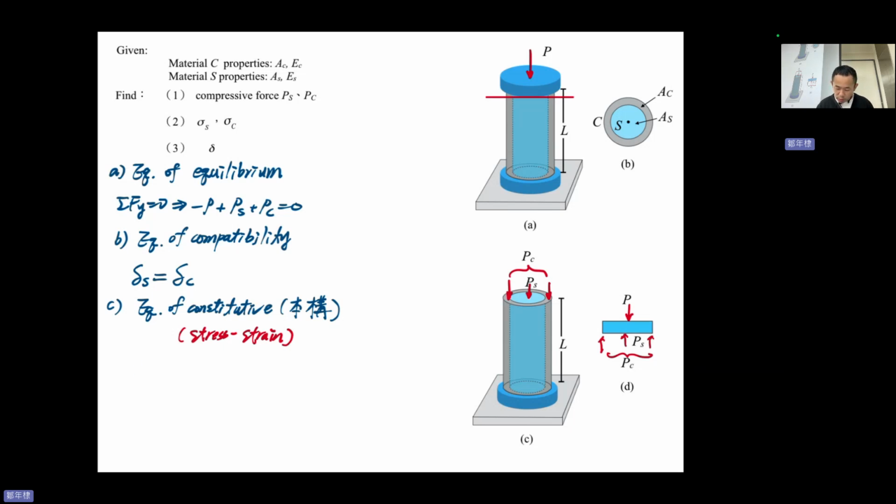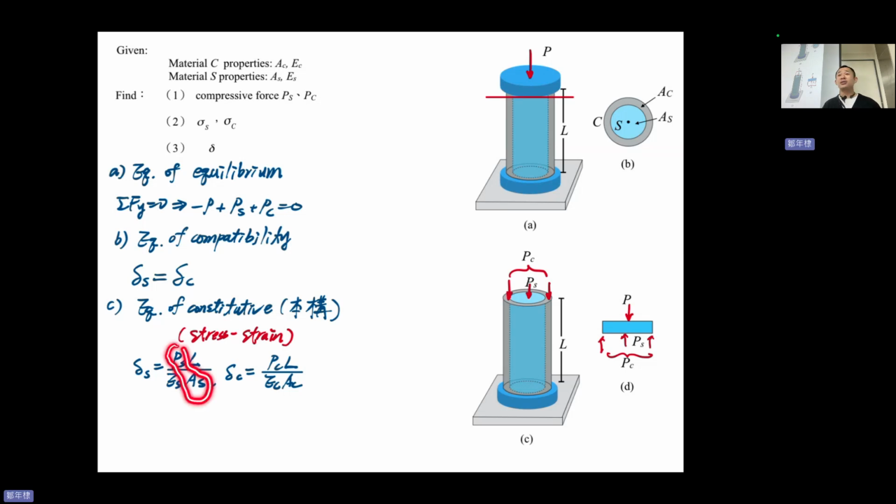Delta S equal to PS L divided by ES AS, and delta C equal to PC L divided by EC AC. So you can see that maybe you will ask, hey, this is displacement and force.